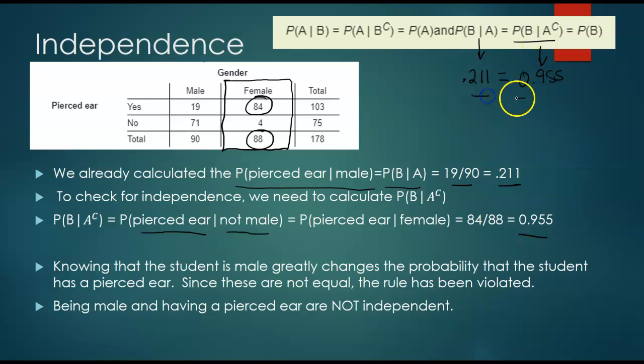These two things are definitely not equal. I don't need to check anything else because the rule has already been violated. If these two things were equal, I would need to keep going. Knowing that the student is male greatly changes the probability that the student has a pierced ear. Since these are not equal, the rule has been violated. Being male and having a pierced ear are not independent. They are not independent.